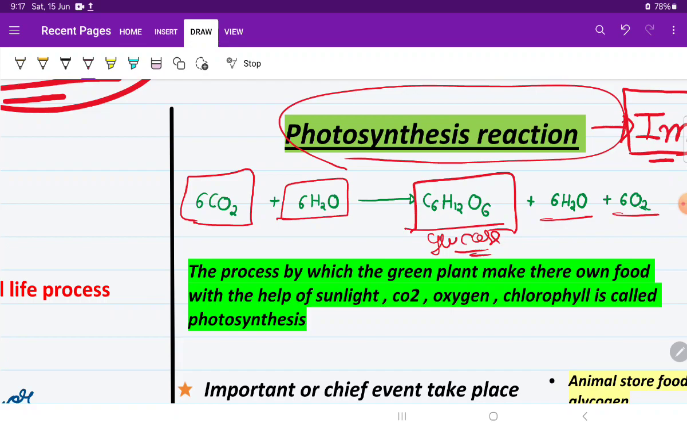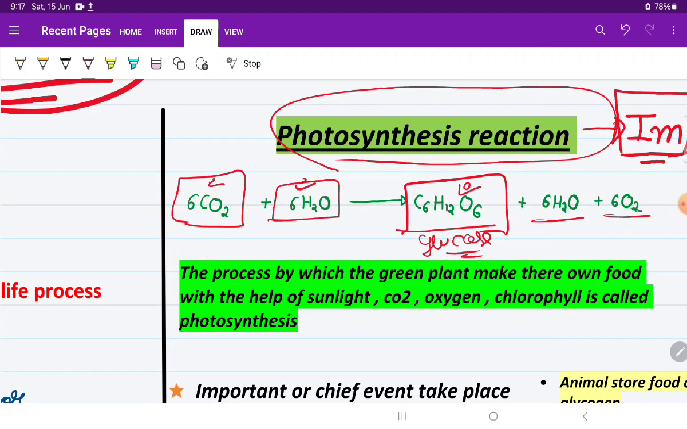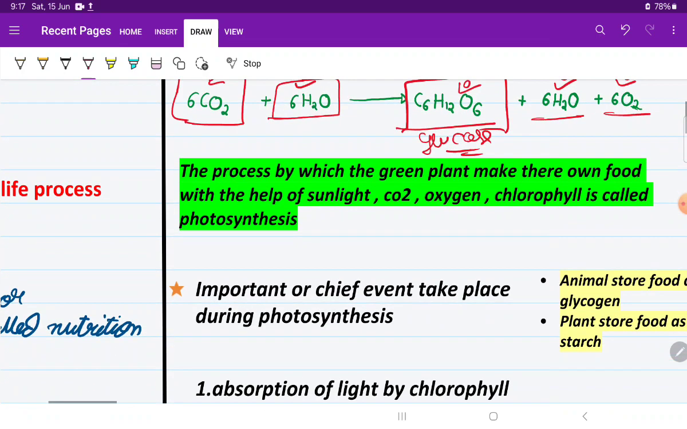This is the formula of glucose. Now, first of all, the plant will absorb CO2 and H2O as raw material and convert it into glucose, water and O2. Okay, this is the formula of glucose. This is the most important formula. Now let's see its definition.